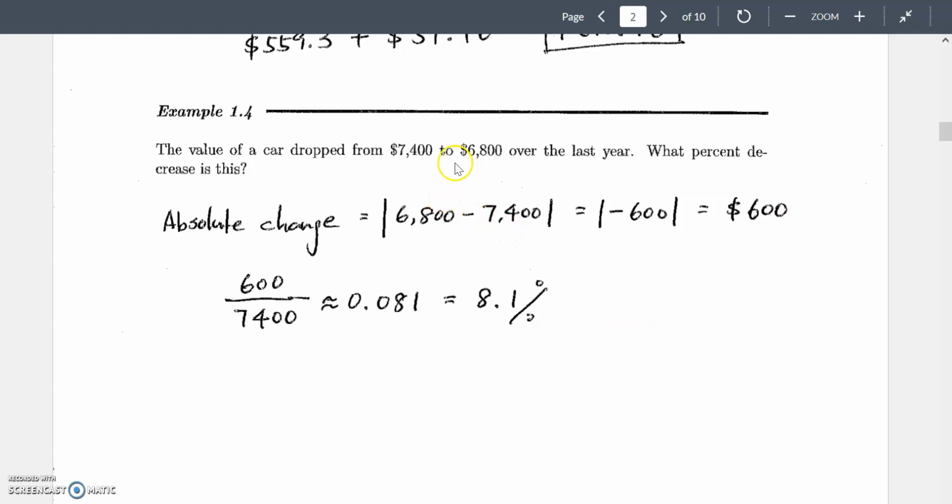Once we know the difference between $7,400 and $6,800 is $600, all you have to do is take that number and divide by the original value. That's the most important part, the original value. The original value of the car is 7,400, so make sure you use the right number to divide. Once you divide using the calculator, you get 0.081, and we change that to percent. So the drop is 8.1%. So it's an 8.1% decrease.